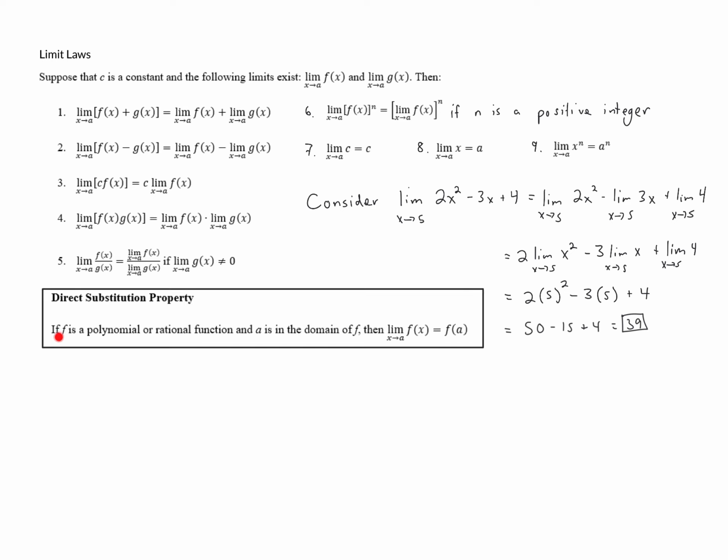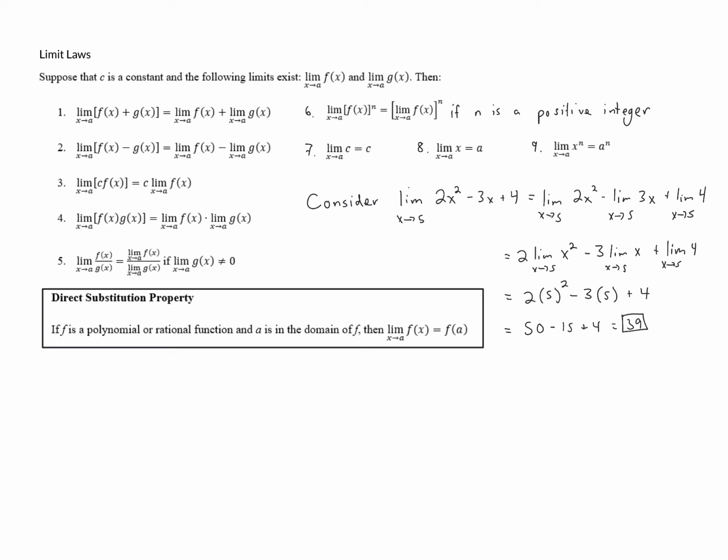And it says if f is a polynomial or rational function, and the number a is in the domain of f, then the limit as x approaches a of f of x is equal to f of a, we can simply plug in the value of a into that polynomial function or rational function and evaluate it. So let's look at this in one more quick example.